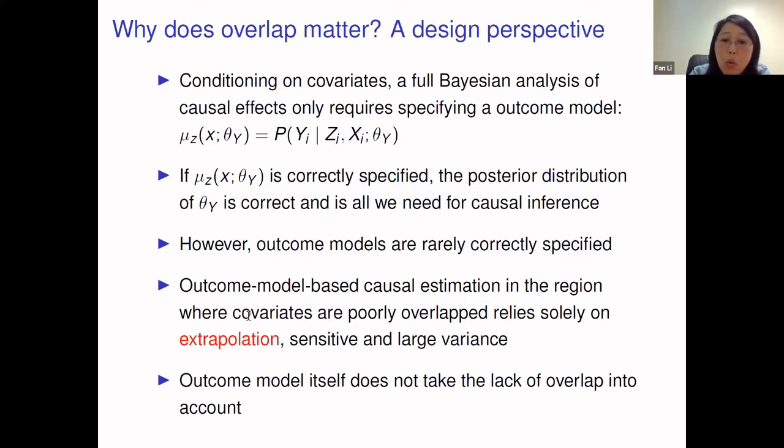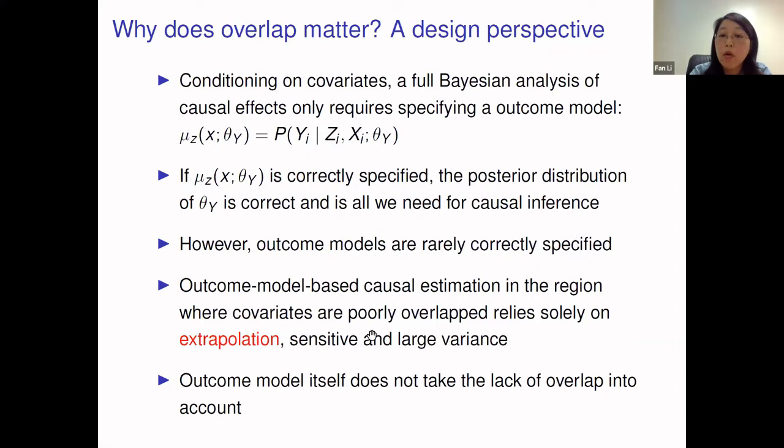So this is the key. In causal inference, when you have two groups whose covariates look very different, or in other words, the overlap is very poor, then you can fit a model, but in the region where the covariates are poorly overlapped, all the causal estimation is purely based on extrapolation. And we know that extrapolation can be very sensitive and have very large variance.